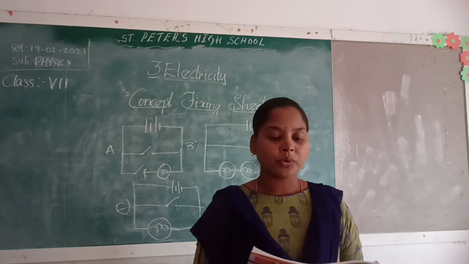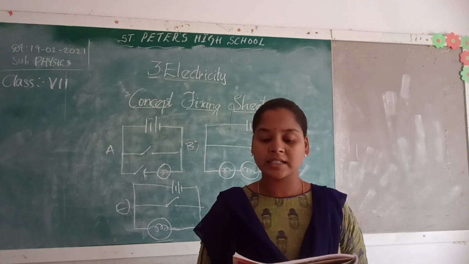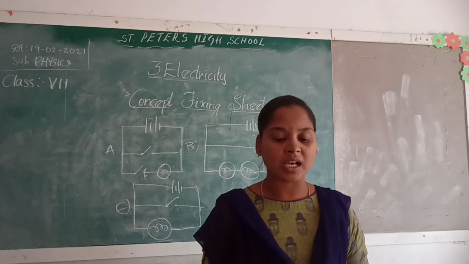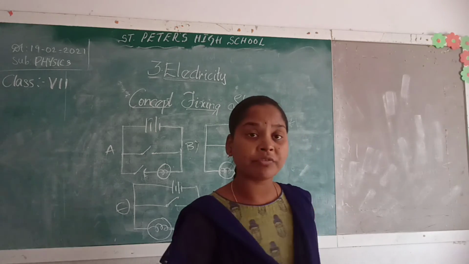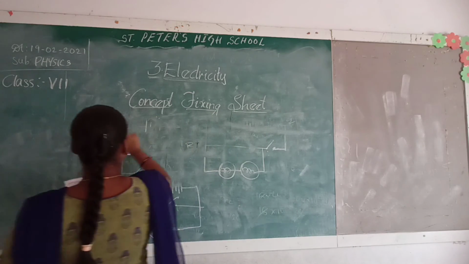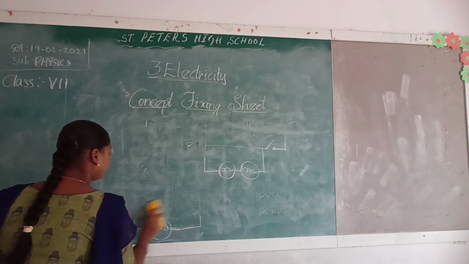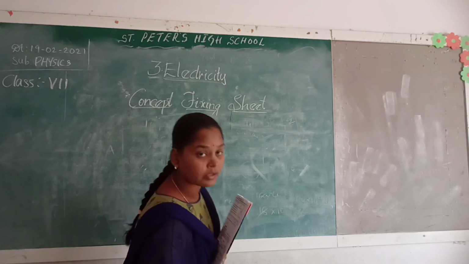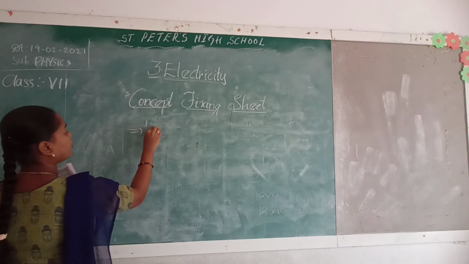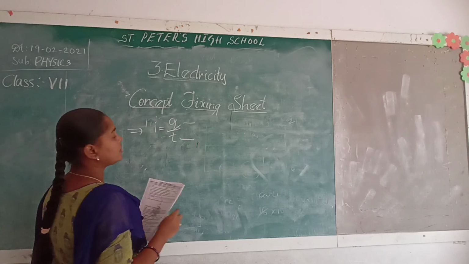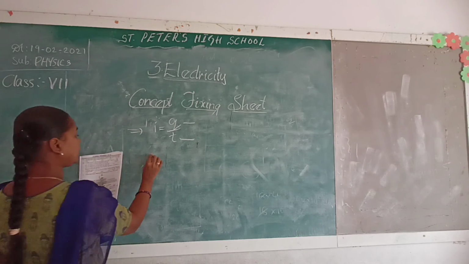A current of 2 amperes is passed for 1 minute through a conducting wire. How much total electric charge will pass through it? So we need to find the charge. They have given current and time, and we have to find the charge. So what is the formula we have to use here? The current formula is I is equal to Q by T. Q is charge, T is time.